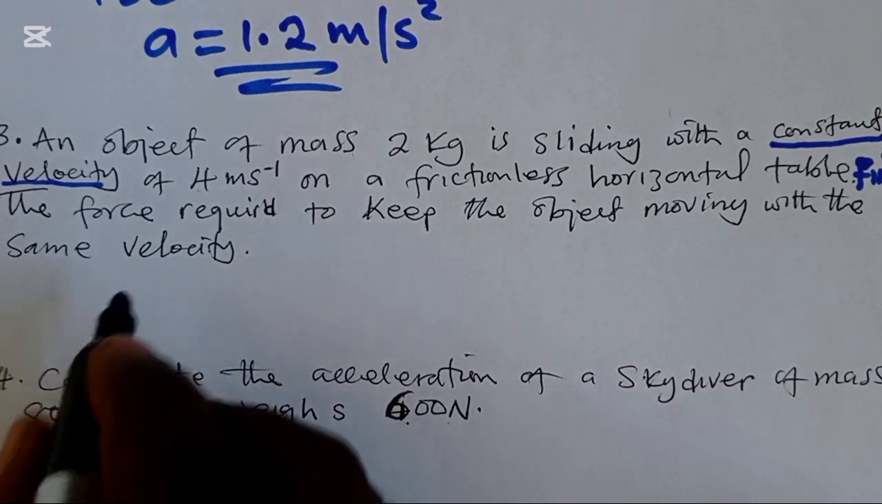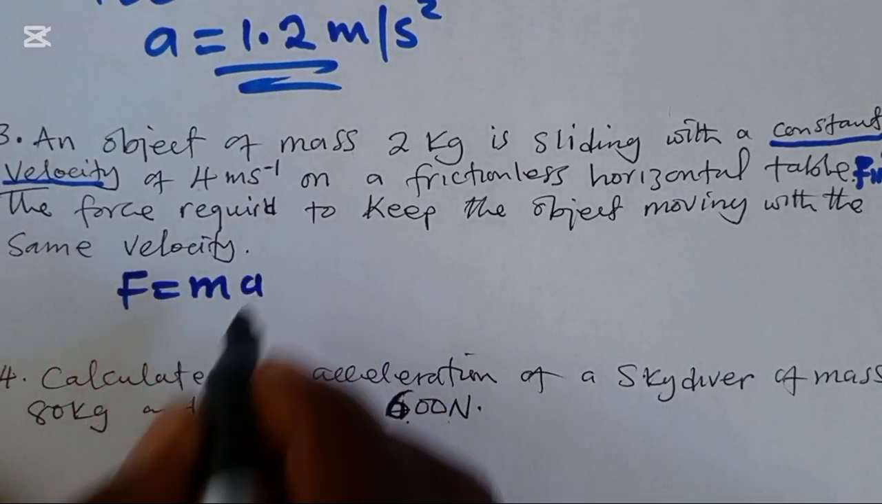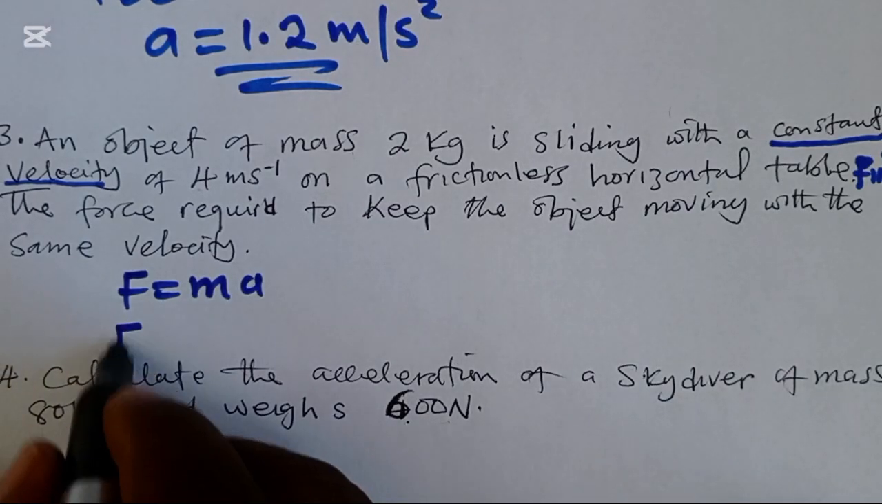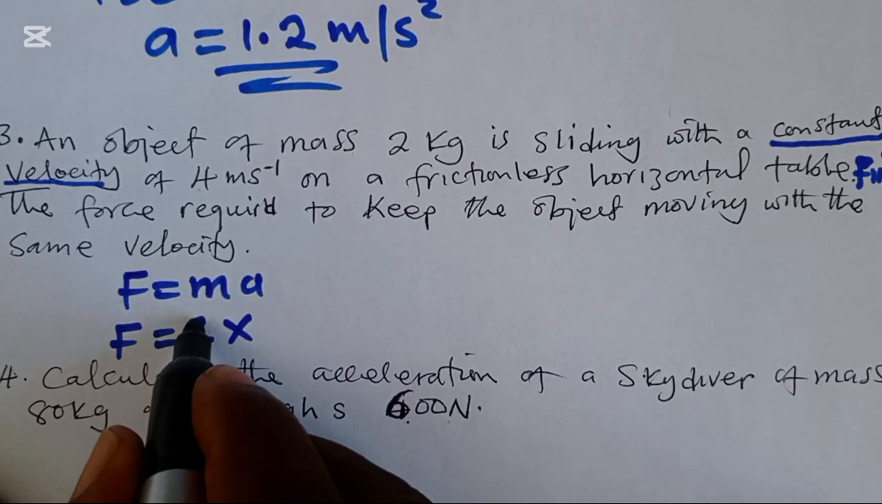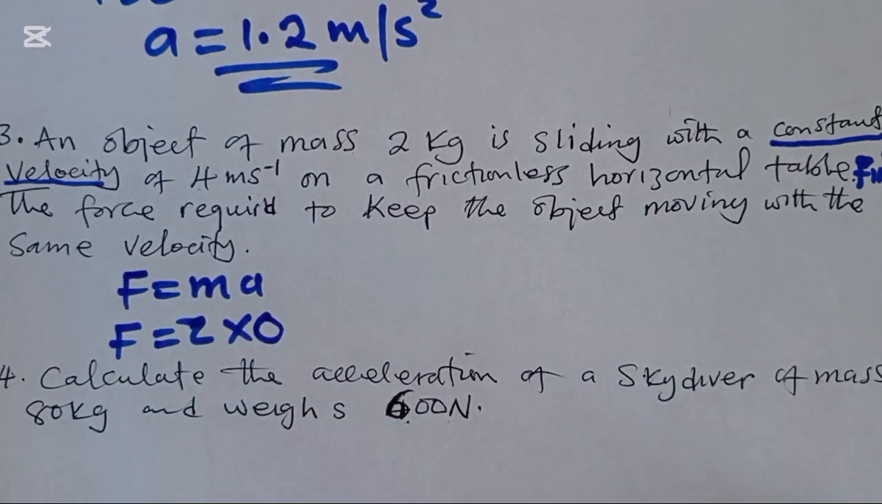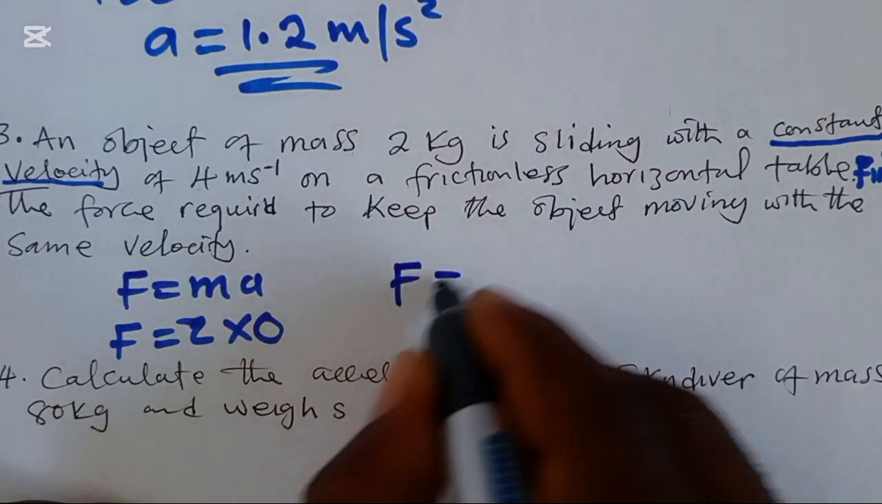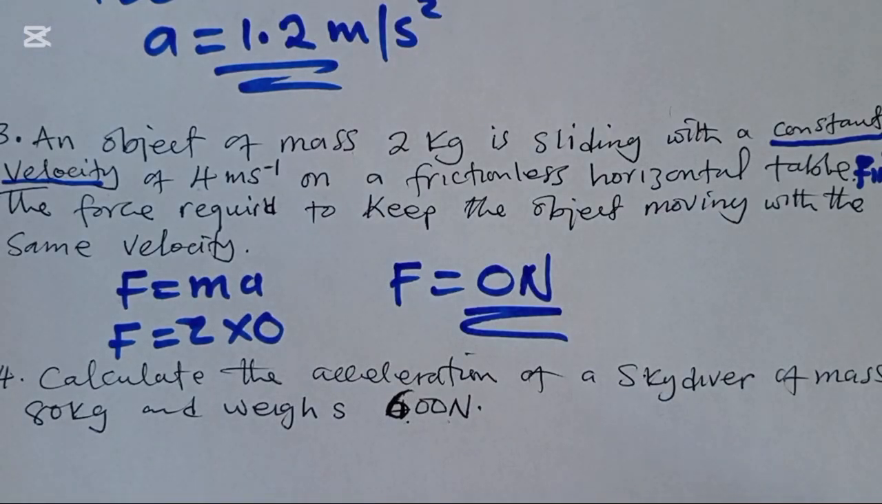So for the force that is required, we can say force is equal to mass times acceleration. So the force required is equal to mass, which is 2 kg, times acceleration, which is 0. So why is acceleration equal to 0? Because it is a constant velocity. At constant velocity, acceleration is 0. So 2 times 0 is 0. So force is equal to 0 newtons. So that is our answer.